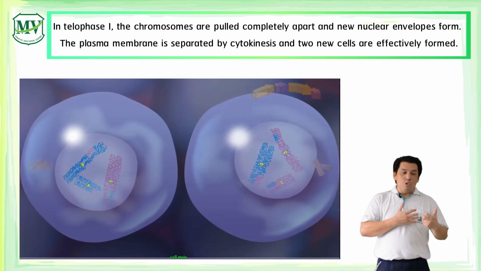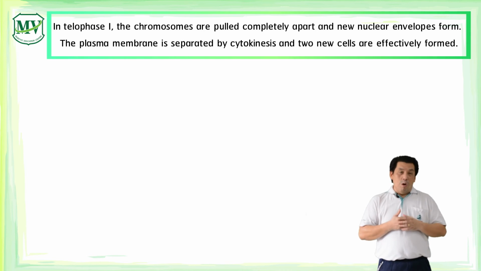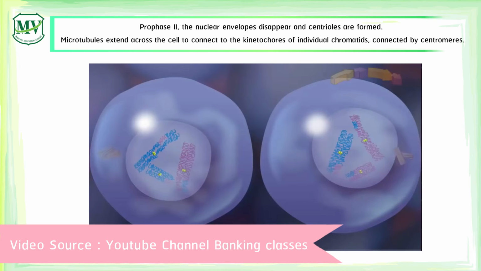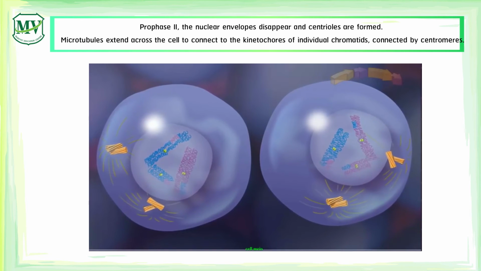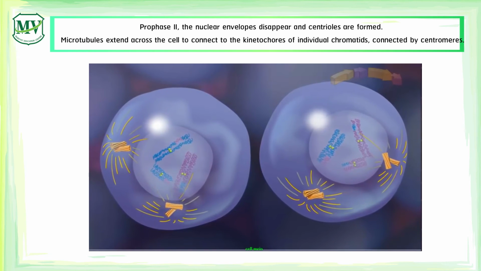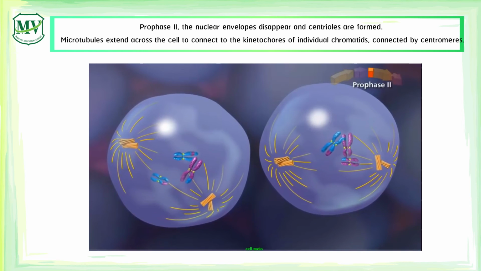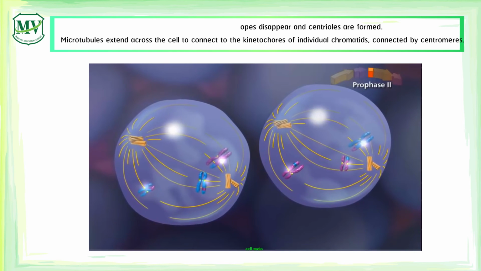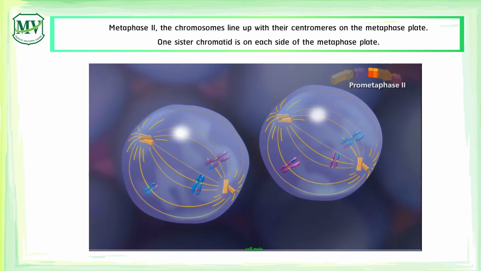These cells take a short rest before the second division of meiosis, meiosis 2. Prophase 2 resembles prophase 1. The nuclear envelopes disappear and centrioles are formed. Microtubules extend across the cell to connect to the kinetochores of individual chromatids, connected by centromeres. The chromosomes begin to get pulled toward the metaphase plate.